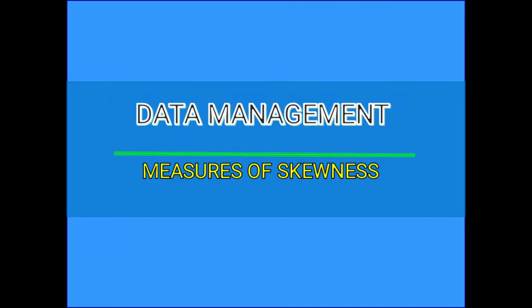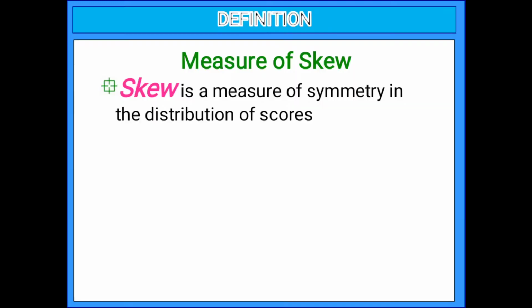Hi everyone! So right now we are going to talk about measures of skewness for today's topic, and this is still under the data management. So let us start, of course, with the definition of measures of skewness. Skew is a measure of symmetry in the distribution of scores. So what do we mean by that?